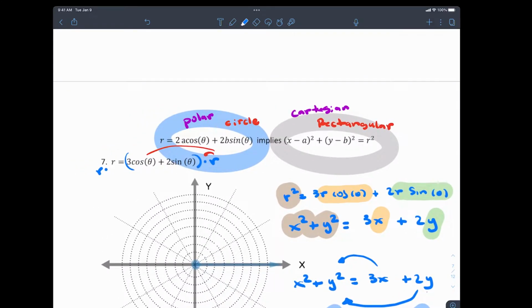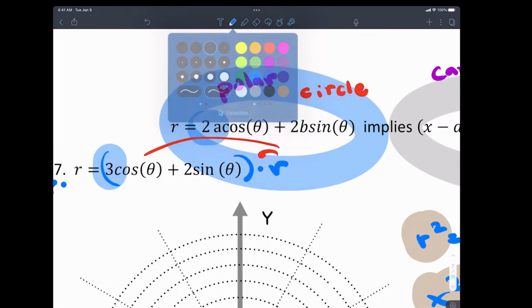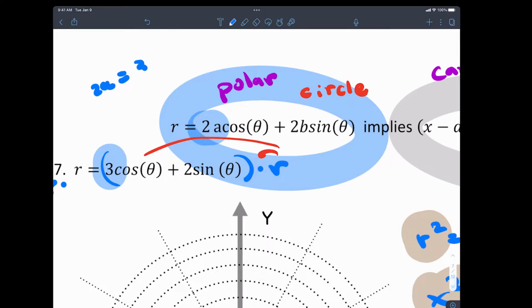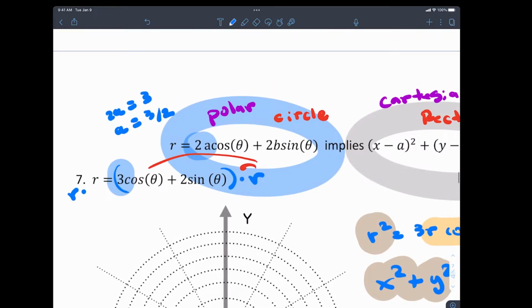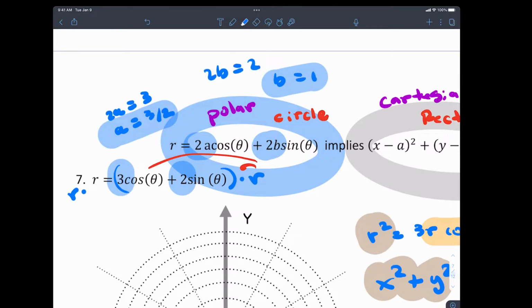Okay, this kind of makes some sense. Because if we look at this portion here, you say, Mr. Judge, you have 2a and we have 3. And you said the center's at a. If 2a equals 3, what does a equal? 3/2. And over here you have 2b. Let's highlight it. 2b equals 2. If 2b equals 2, what is b? 1. So sure enough, a is 3/2, b is 1.